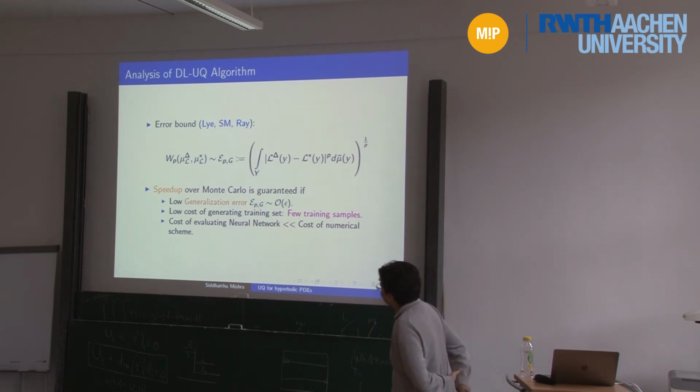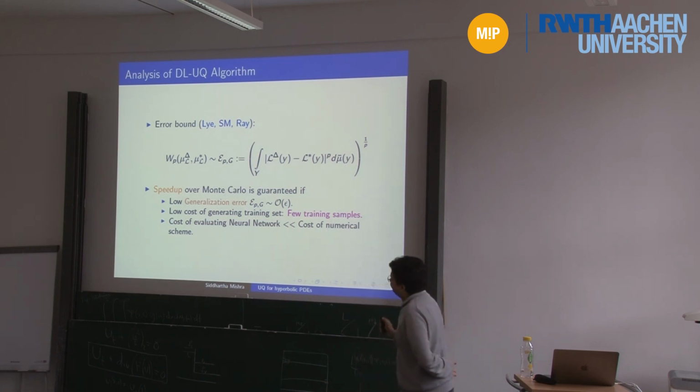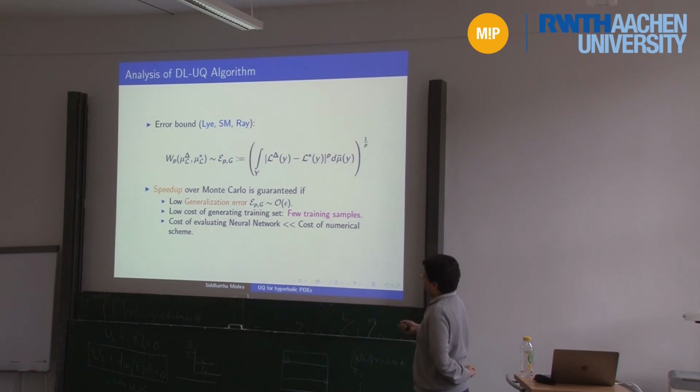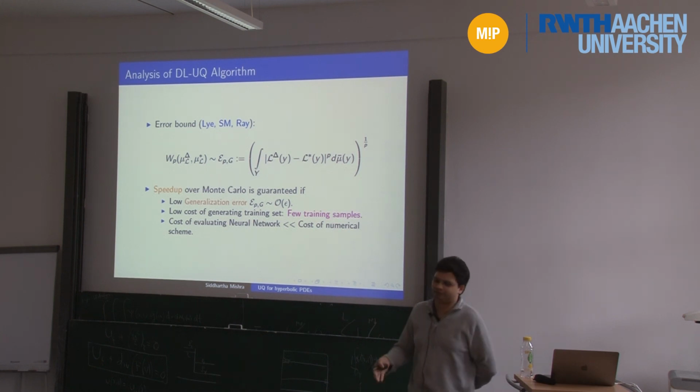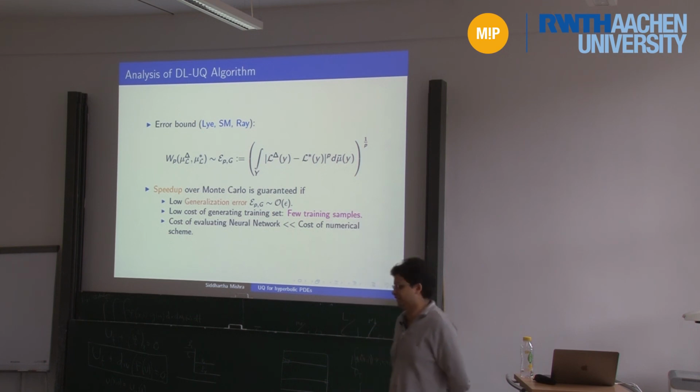It's not very surprising. If you want to speed up over Monte Carlo, you need several factors, sufficient conditions. First, you need this quantity to be small, because you want the difference between them to be small. But to ensure that this is small, you should not take all the time generating the training set, so you need few training samples. Because if you have a lot of training samples, you can as well use Monte Carlo. Why should you do a neural network? So you need few training samples, and this is the key.